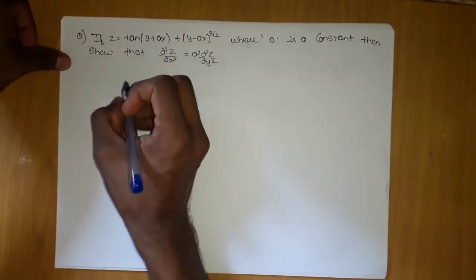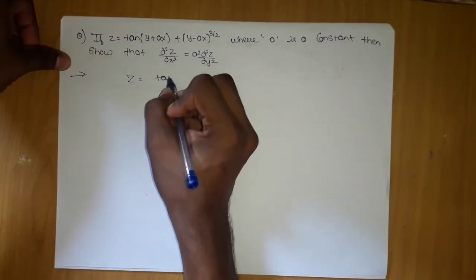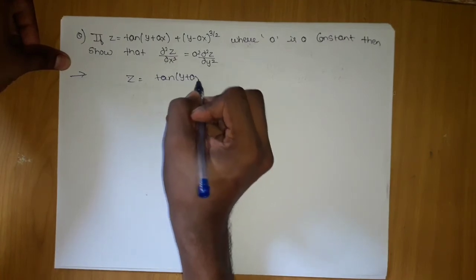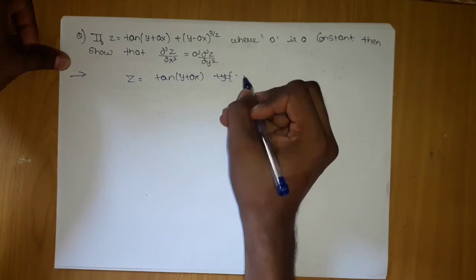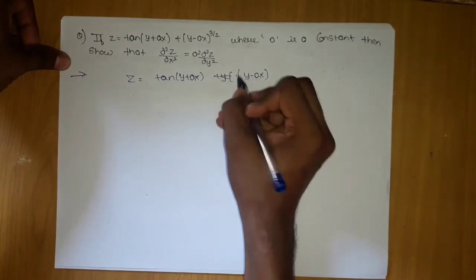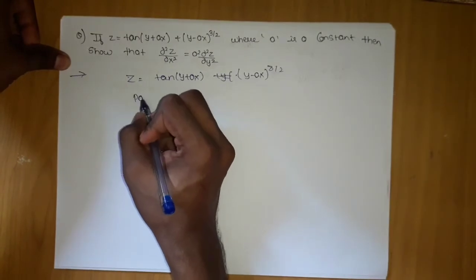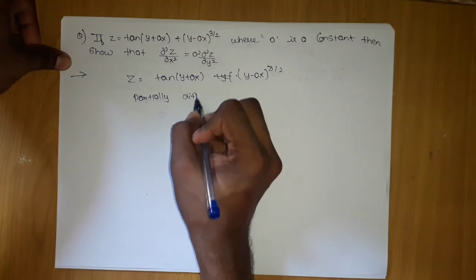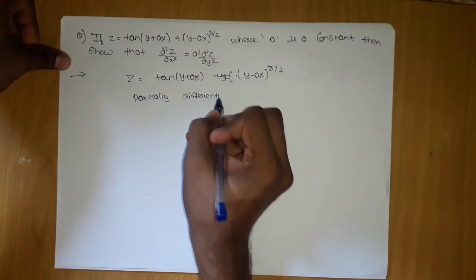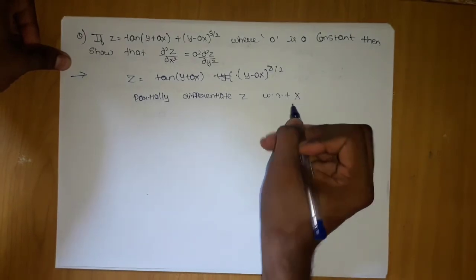So what we are going to do, we have to write z. z is tan(y + ax) + (y - ax)^(3/2). What we are going to do is partially differentiate z with respect to x.